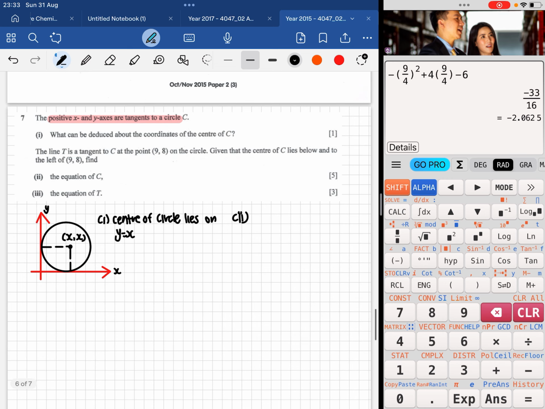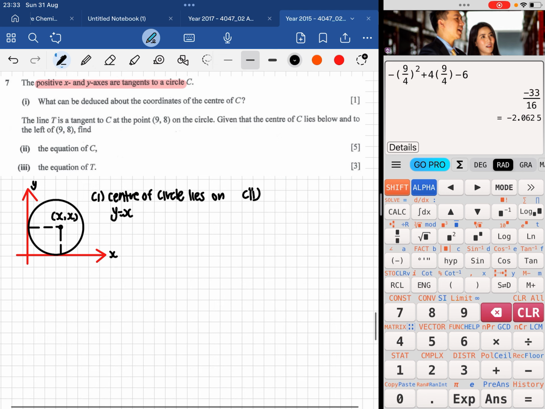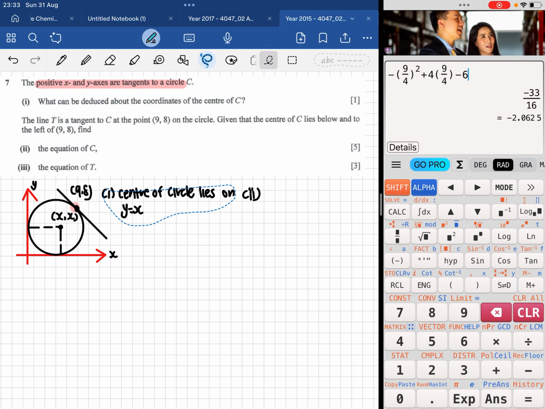So anyway, for part 2 onwards, the line T is a tangent to C at (9, 8), given that the center lies below and to the left of (9, 8). So that means, let's say my tangent is like here. So it lies below and to the left. So let's say this point here is (9, 8).